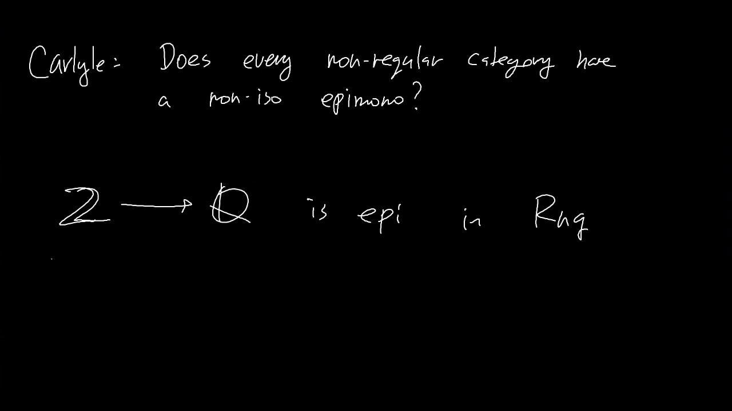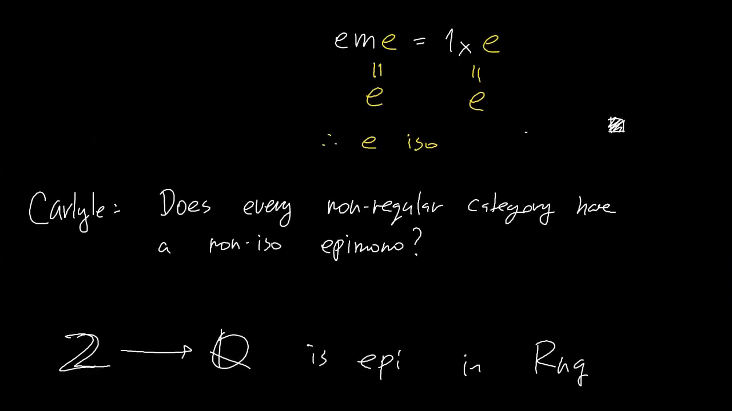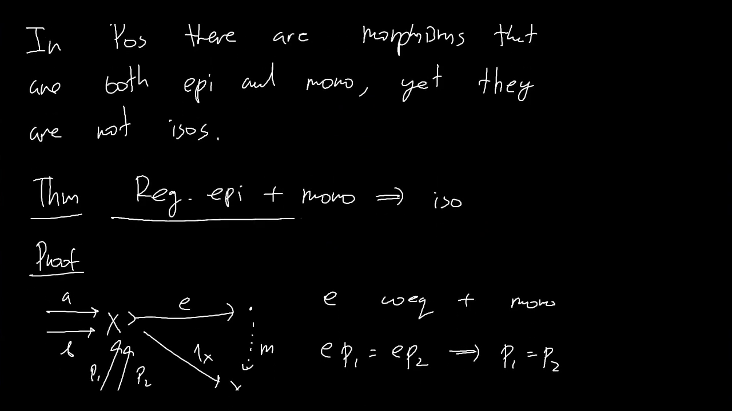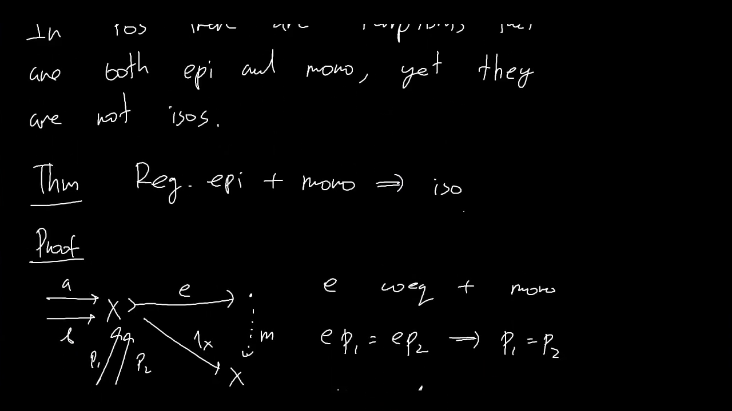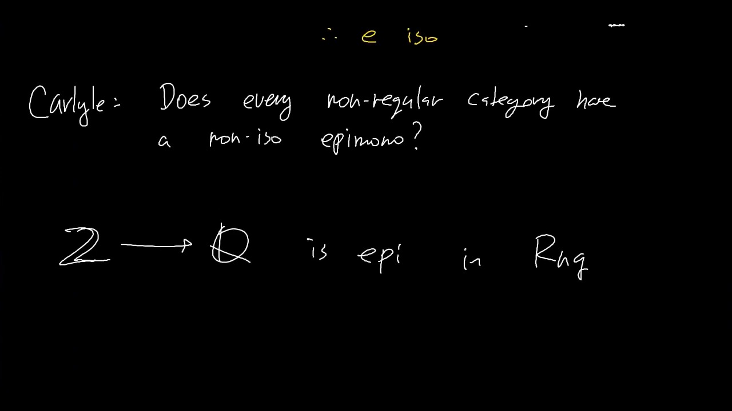So what I stated in this theorem was that regular epi plus mono must always be iso. And that's true for any category, not just a regular category. Epi plus mono doesn't have to be iso, even in a regular category. But let's go back to your question. You're asking, if I take a non-regular category, what is an example where we have a non-iso epimono?